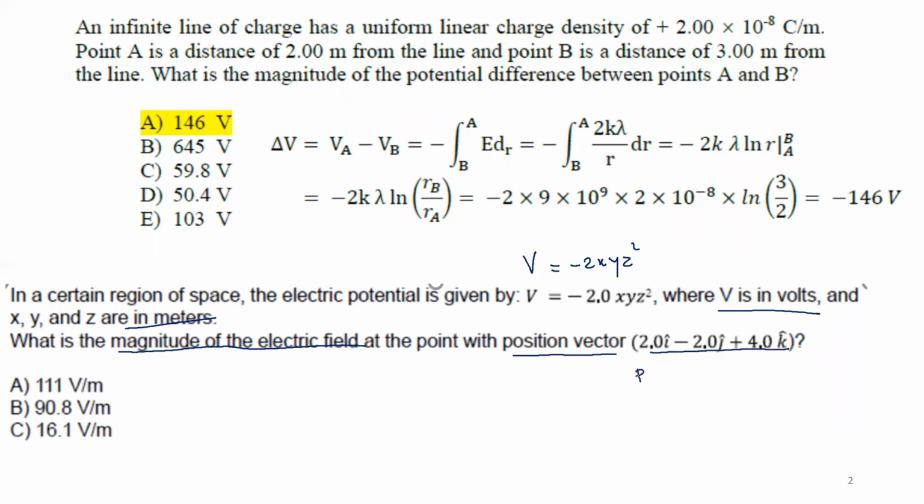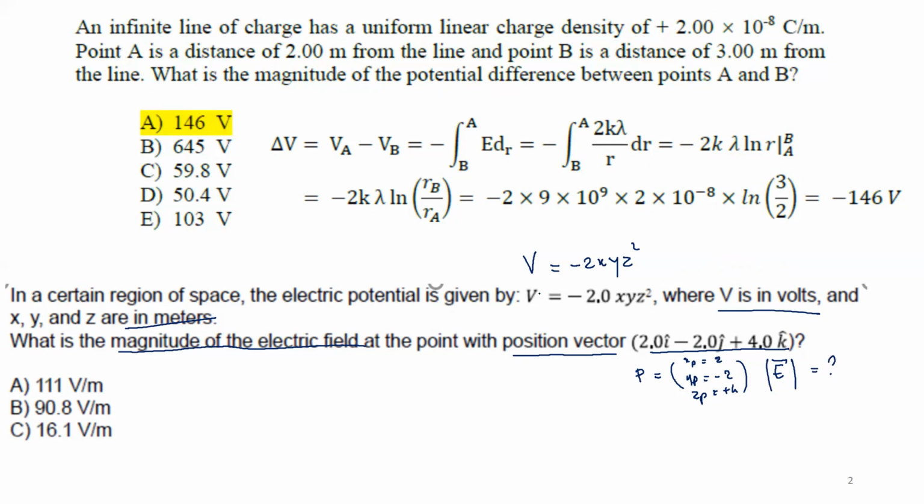So I have a point P, and point P has X_P equal to 2. That's the X coordinate of the point P. Y_P is equal to minus 2, and Z_P is equal to plus 4. So at this point, I want to get the electric field. What is the magnitude of the electric field? That's the question.